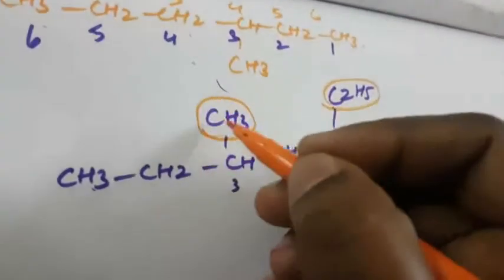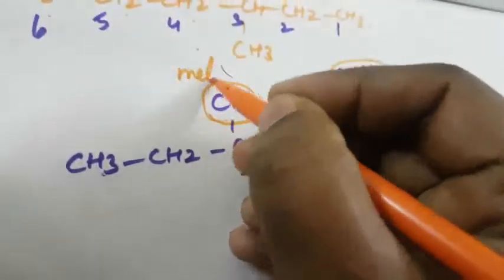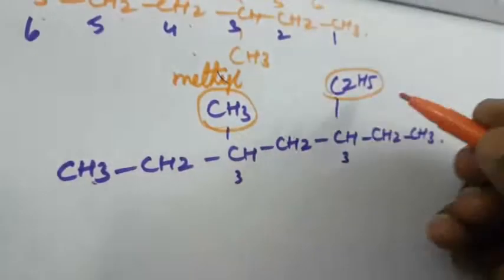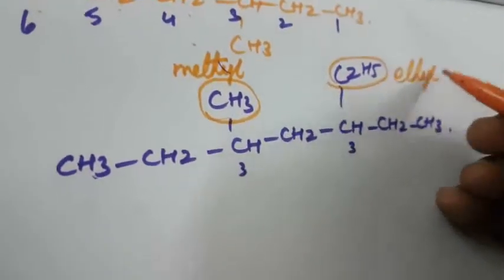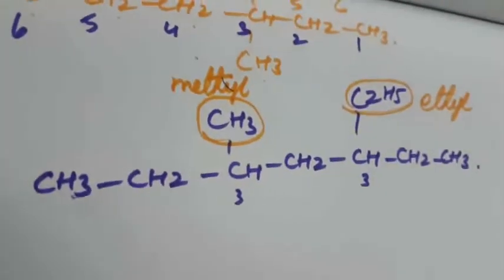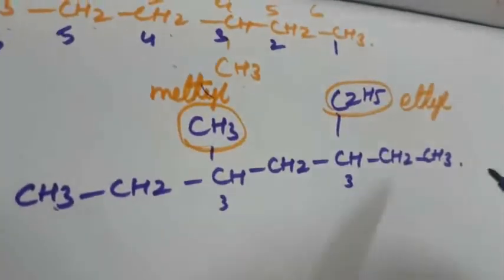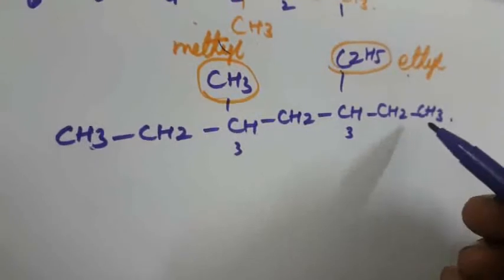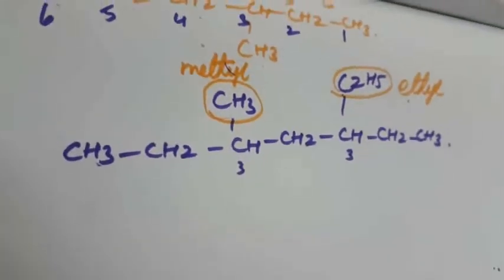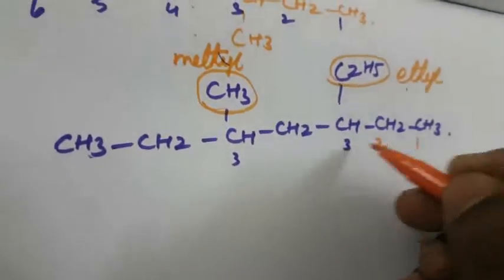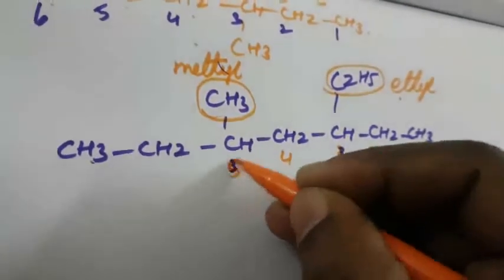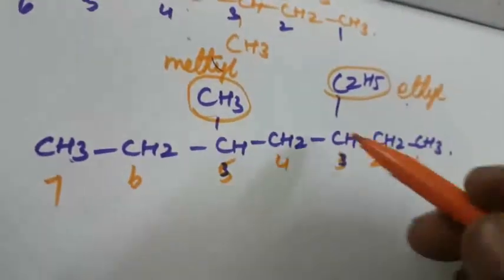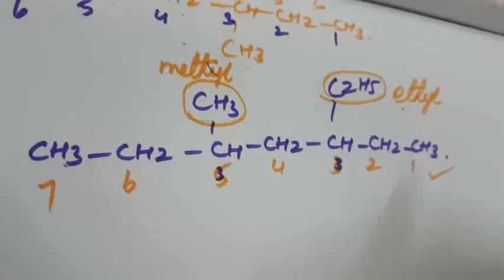The first one is called methyl. The name of this one is ethyl. Suppose more than 2 substituents are there, you give the priority according to alphabetical order. Which one comes first? Ethyl comes first. So what is the order in which to write it? 1, 2, 3, 4, 5, 6, 7. Okay, so this is the way, this is the correct order, the correct numbering.